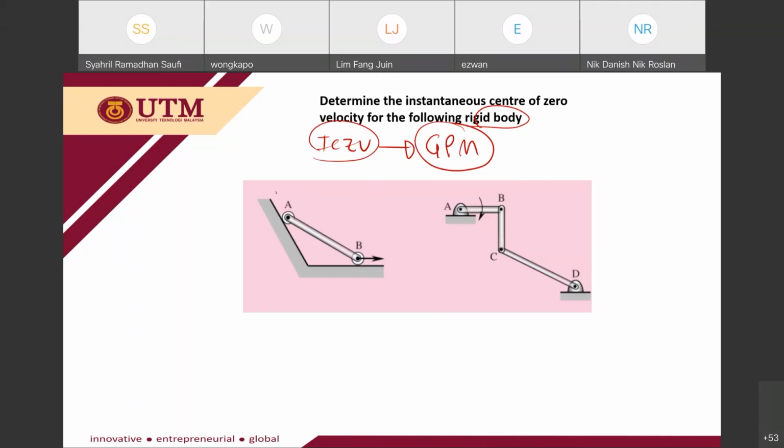Let's say for point A, this is the line of velocity, the velocity to the right. And the velocity here is downward. If I draw the perpendicular line to VA, and this is the perpendicular line to VB, the intersection here is your ICZV. This is the direction of VA, this is the direction of VB, so I know that this is my omega AB.